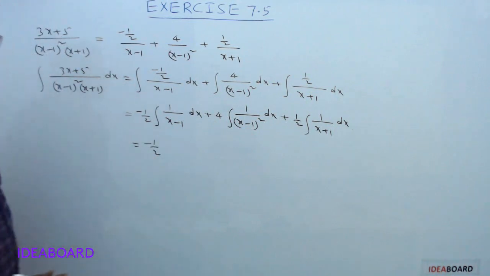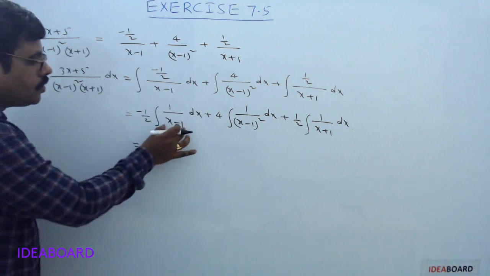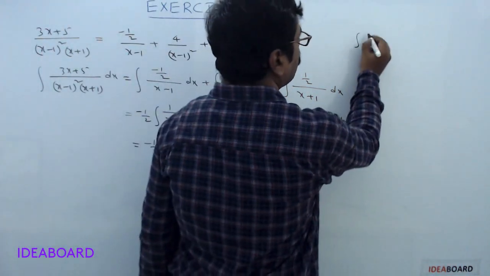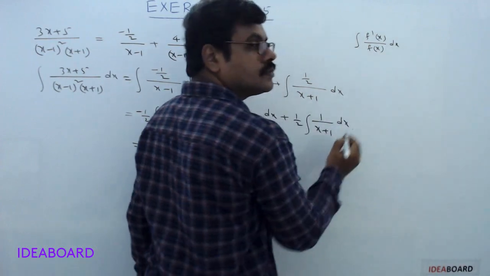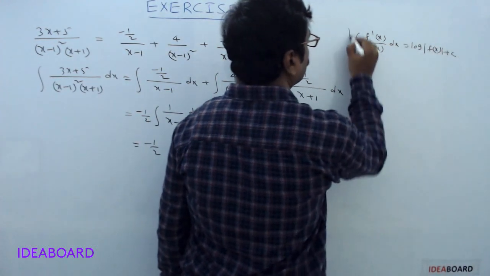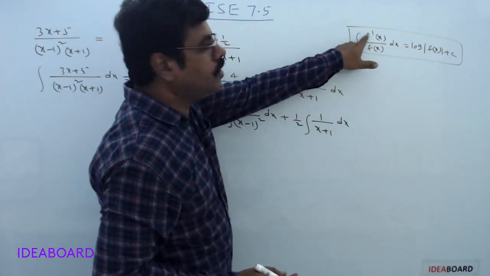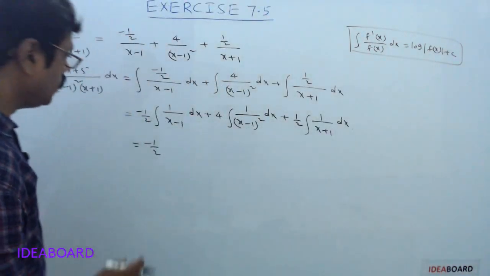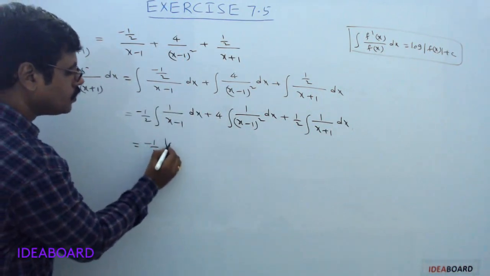This is equal to minus 1 by 2 into, the derivative of x minus 1 is 1. It means the derivative of the denominator is in its numerator. Now what is the formula of integral f dash of x divided by f of x dx? It is log mod f of x plus a constant c. If the derivative of the denominator is in its numerator, what is the answer? Log mod denominator plus a constant c. Here the derivative of the denominator is in its numerator. So what is its value?